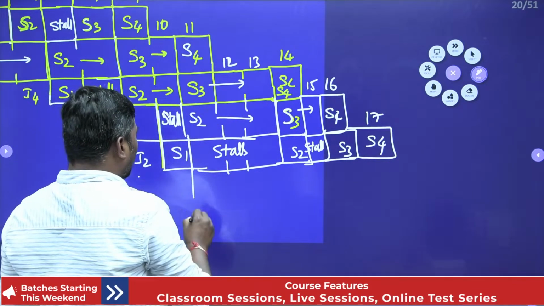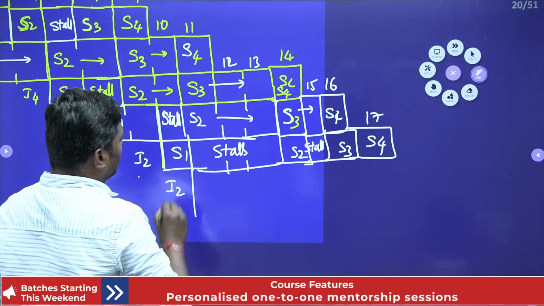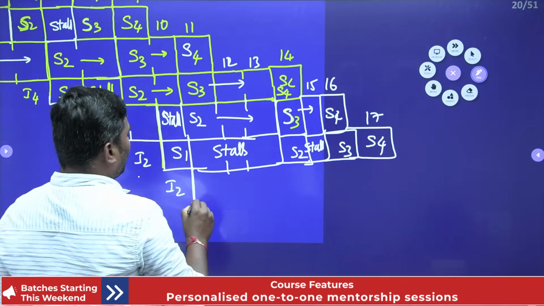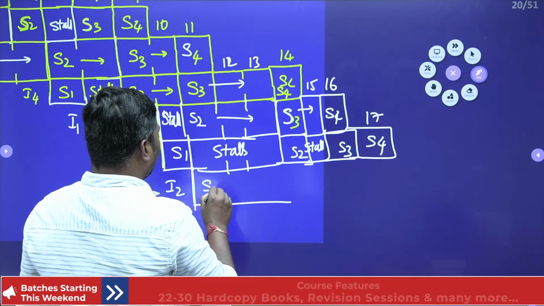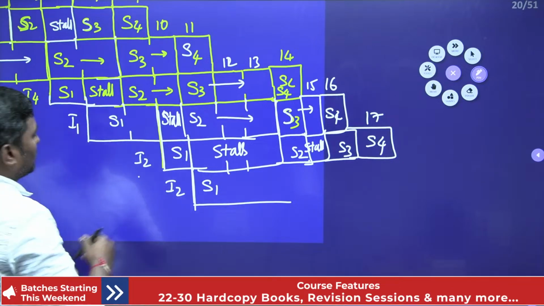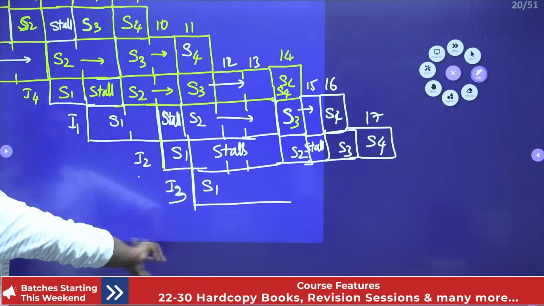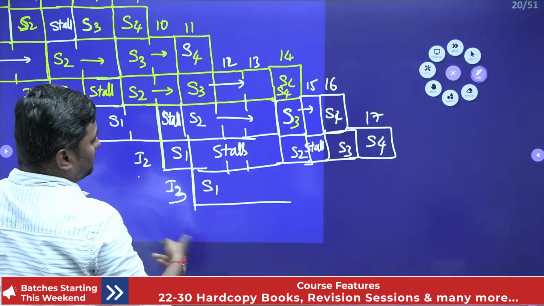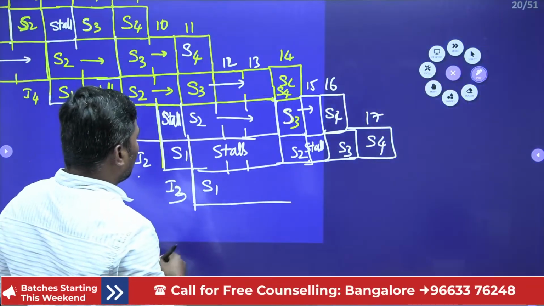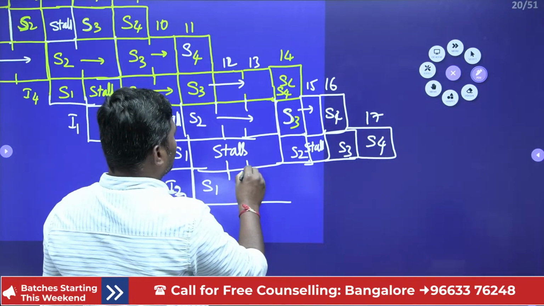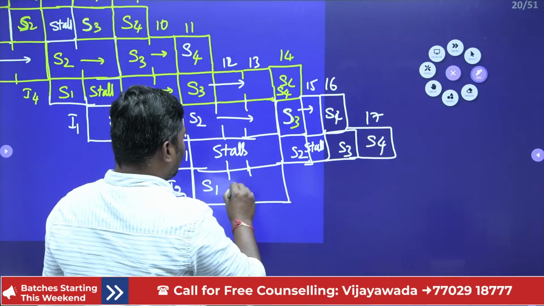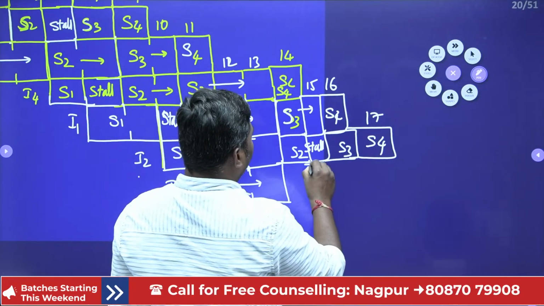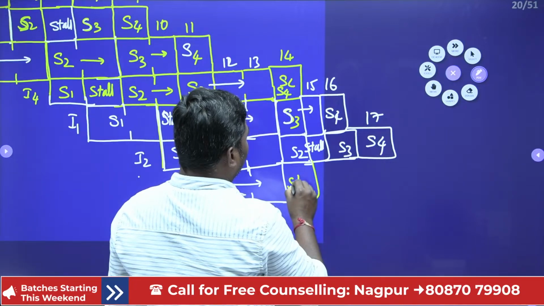Then you have to schedule I3 again. When I2's S1 work is over, I can schedule the S1 of instruction 3. Instruction 3, how many clock cycles does S1 require? Instruction 3 requires 3 clock cycles: 1, this is 2, this is 3. Please understand, till this is free it is busy only. Now S2 we cannot give because S2 is busy here. So this will be one stall.